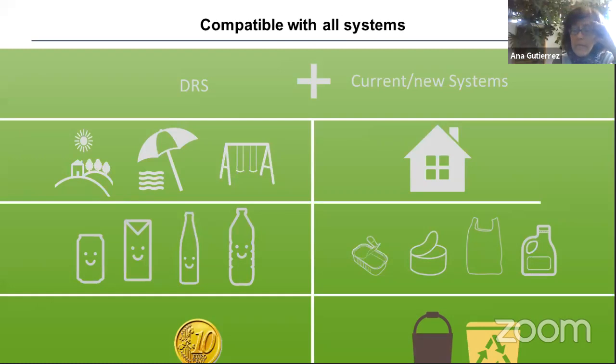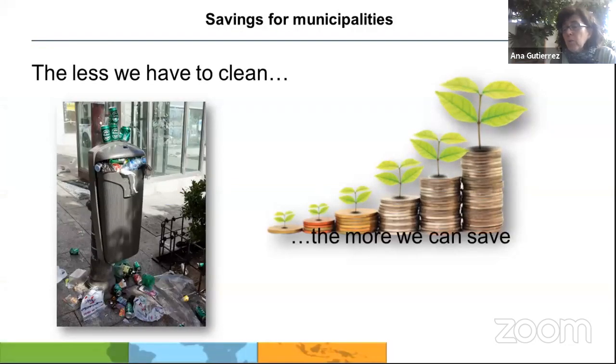Another very important issue for municipalities. DRS is absolutely compatible with any system, whether you have curbside, whether you have bins, or whether you're moving towards a more efficient system like pay as you throw or door to door. DRS will cover what's consumed more out of the house, which are water bottles, cans of beer, as you saw in the first picture, and any system that you have in place or that will be implemented will be covered with that system. So compatibility is very important. And then we have the savings. Rob will definitely go into this, but the less we clean, the more we save. It's pretty straightforward.